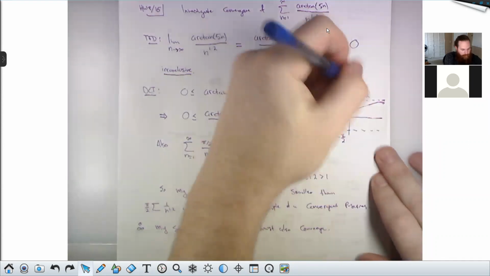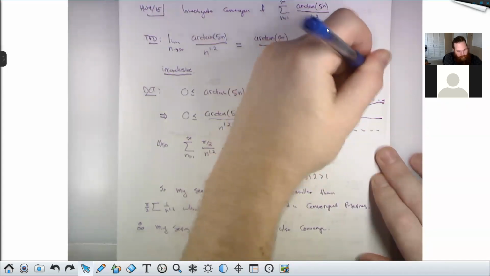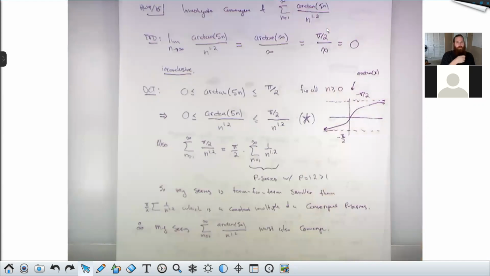This is the graph of arctan x. So arctan of anything is always bounded above by pi over 2, which means arctan of 5n over n to the 1.2 is bounded above by pi over 2 over n to the 1.2. And if you sum these, you get a constant multiple of a convergent p-series.